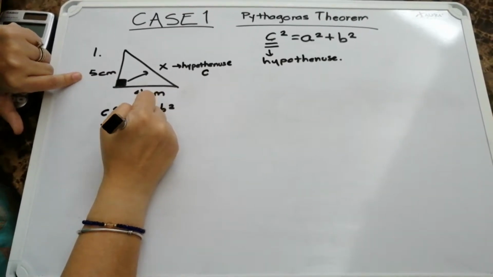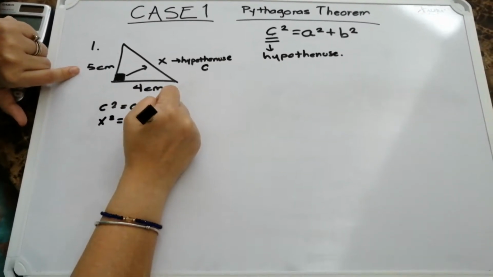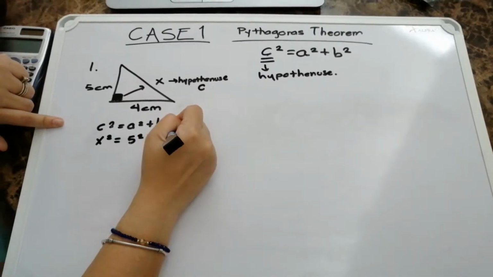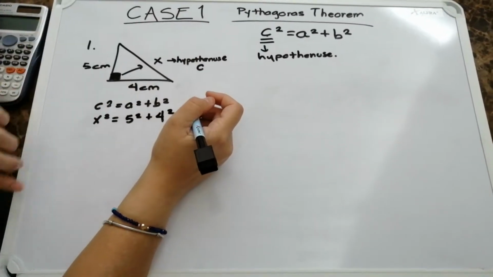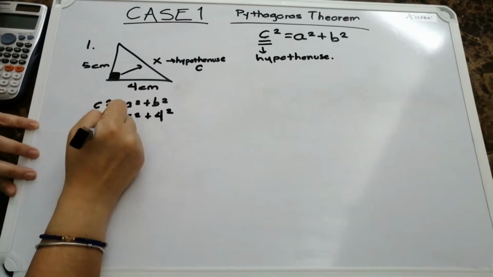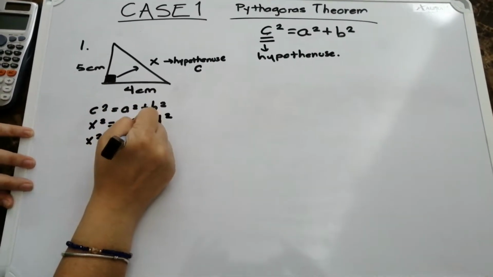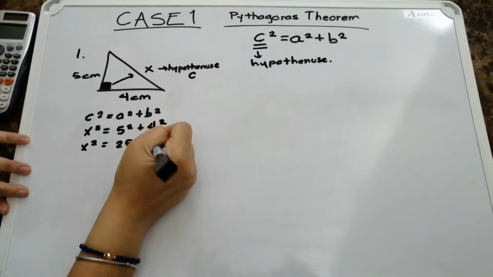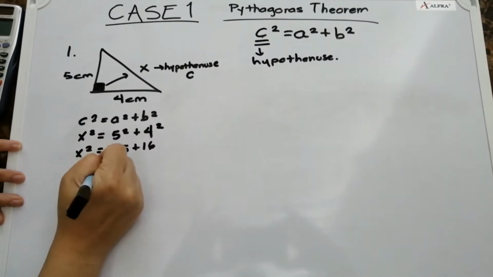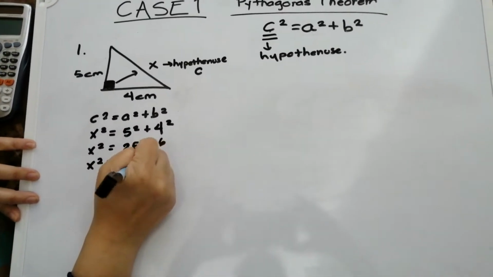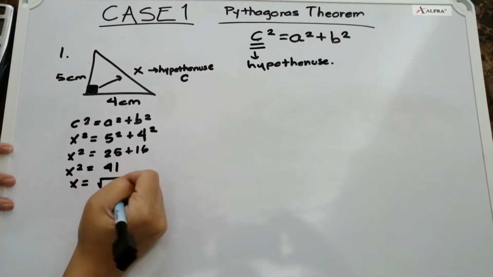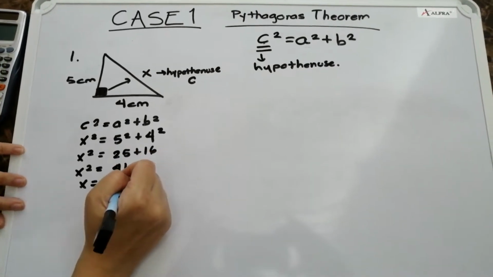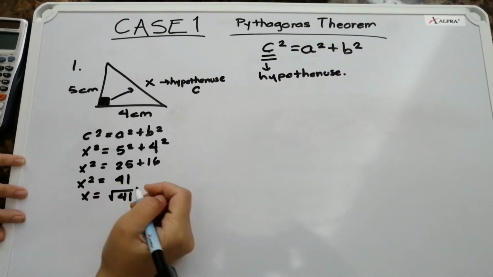A is going to be 5 centimeters and B is going to be 4. It doesn't matter which one is A or B; what is important is to determine which one is C. In this case, x squared is equal to 25 plus 16. X squared is equal to 41, and the second power I eliminate by taking the square root of 41.